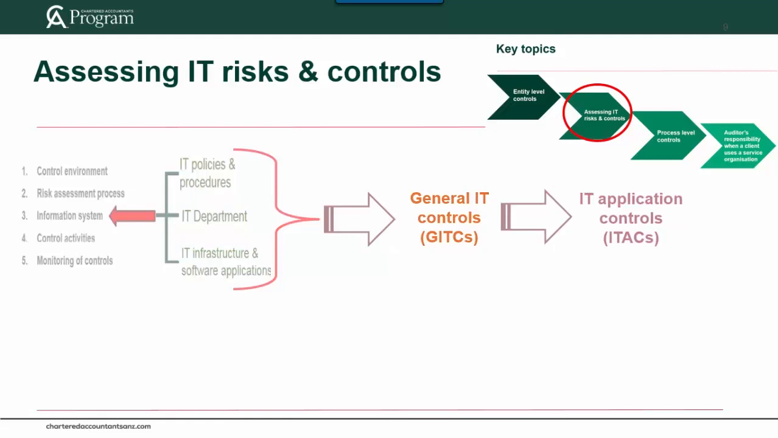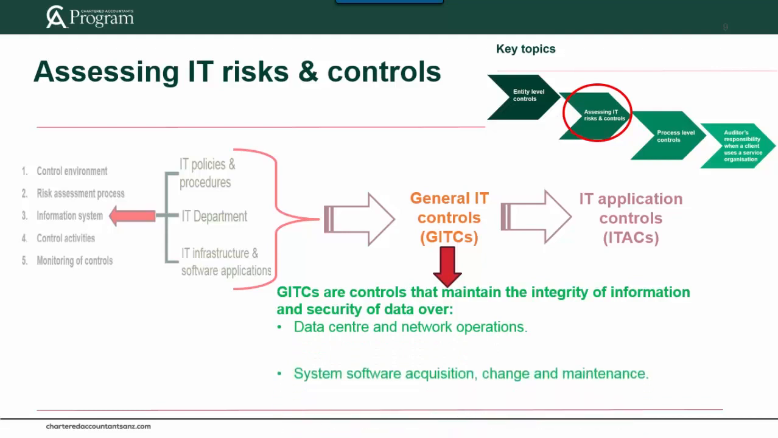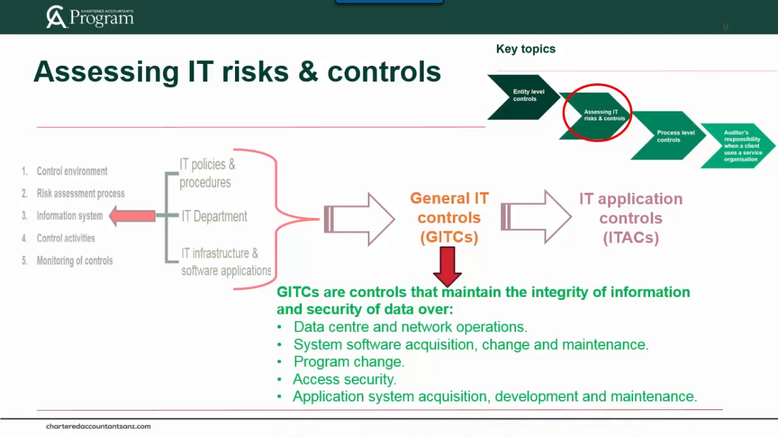General IT controls are policies and procedures that relate to many applications and support the effective functioning of IT application controls. They are controls that maintain the integrity of information and security of data over the data center and network operations, system software acquisition, change and maintenance, program change, access security, application system acquisition, development and maintenance.